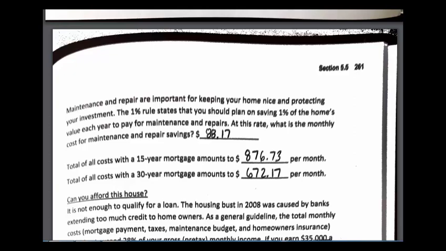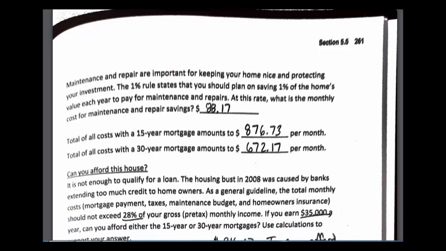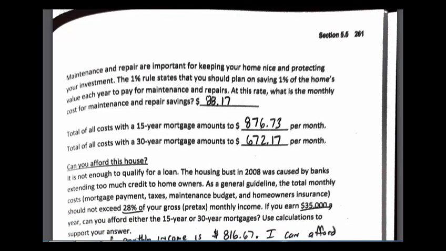Now we want to go through and calculate to see if we can afford this home. So go ahead. You can see we've got 28% here, and we're earning $35,000 a year. So go ahead now and pause your video player and do the calculations for can we afford this house. And when you're done, hit play to see how you did.